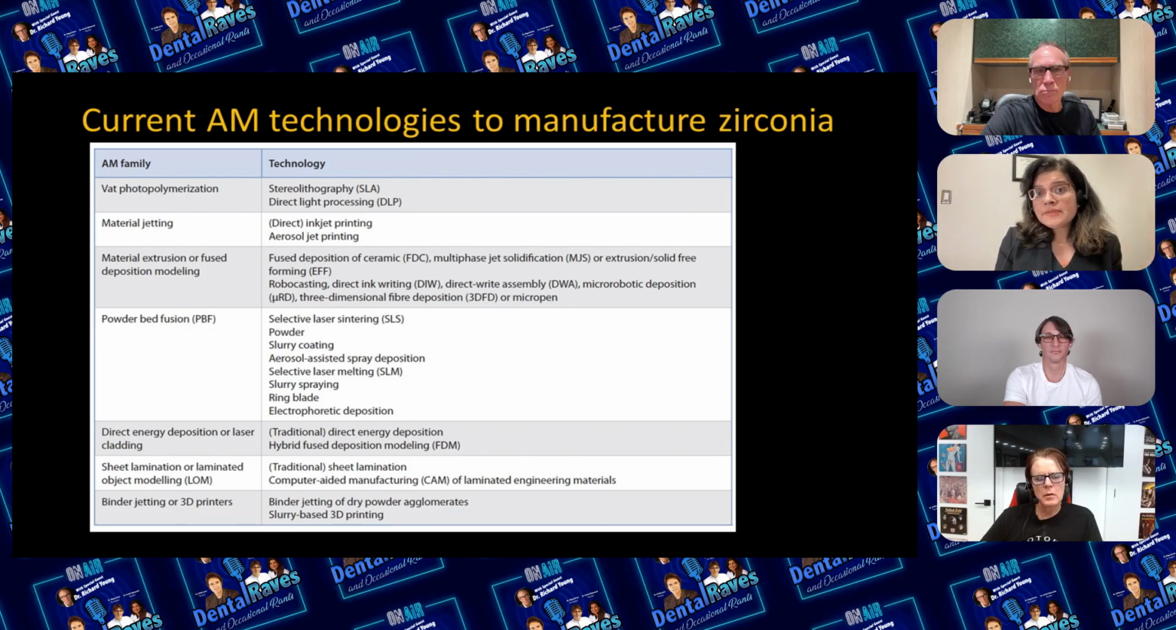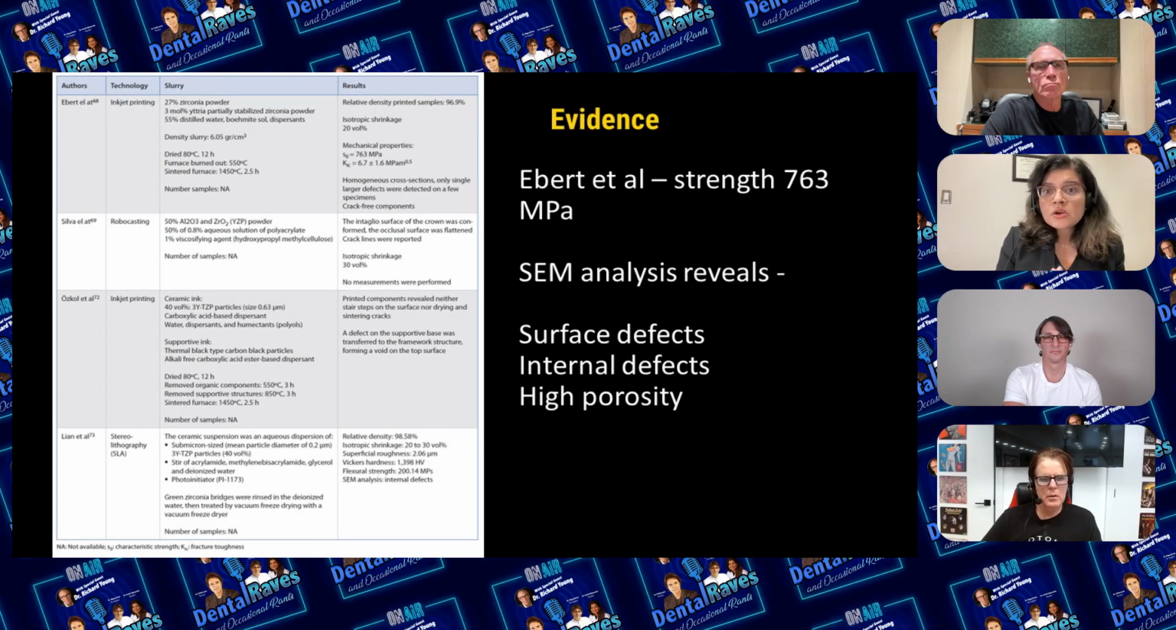So what is the current evidence? There have been several groups looking at where we stand in terms of the mechanical properties, so to speak, and also how this material looks under the microscope. Ebert et al. reported, as per this review that Marta did, strength to be around 763 megapascals. The problem is the SEM analysis reveals a lot of surface defects, internal defects, and high porosity in these materials. So yes, with the several technologies I mentioned in the previous slide, it is possible to make a 3D printed zirconia material, but at the same time, we have some limitations that we need more technology and advances to tweak upon.